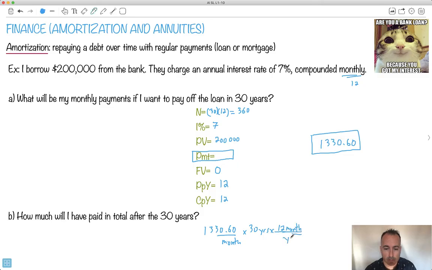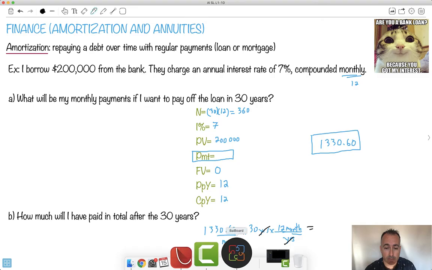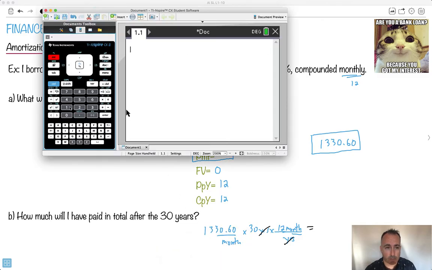for 1 year. So, good news. What this is going to do is cancel out. I don't know if you ever learned this trick. I learned this in chemistry, sort of canceling out units. You might think, what is he doing? Well, I'm just using 360. That's what 30 times 12 is. So if I do this like this, all I have to do is multiply this answer times my number of payments, really. So I'm just going to take my 1330.60. I'm going to multiply it by 30 times 12. I mean, I could have just done it by 360, but I just want to show you.